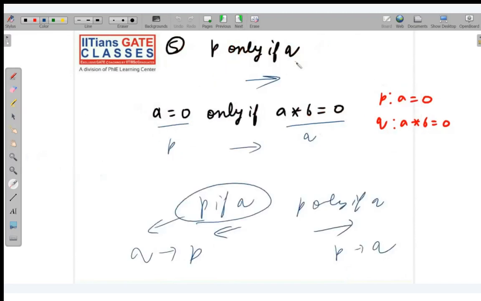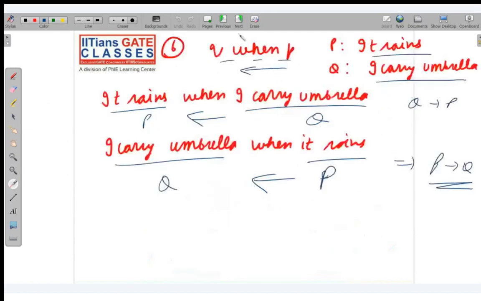Next, P only if Q. Now see this, this is an exception. After it we are having Q. But it should be Q implies P, but still it is P implies Q. This is an exception. Only if. P only if, you have to memorize this.